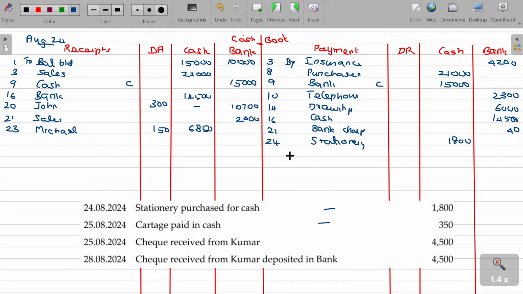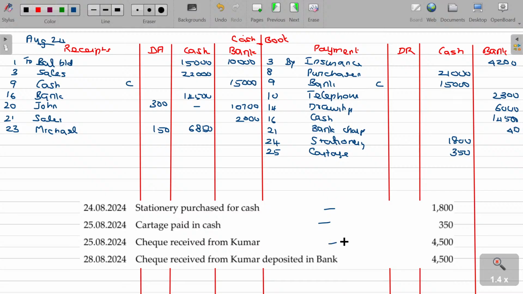Cartage paid. Cartage, okay, 25th. The charges for cart, bullock cart, like a vehicle. So cartage. Cartage paid, rickshaw charges. Cartage paid in cash. It is named as cartage. The value being 350 in cash column.